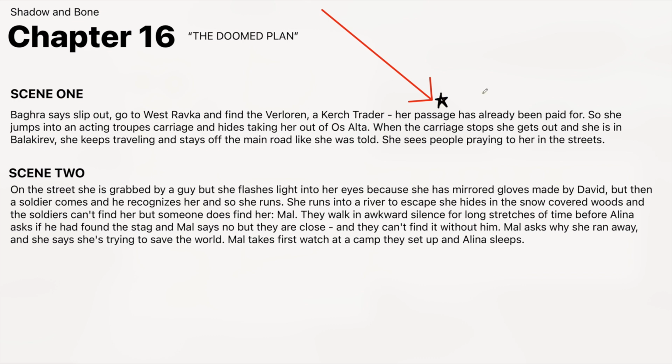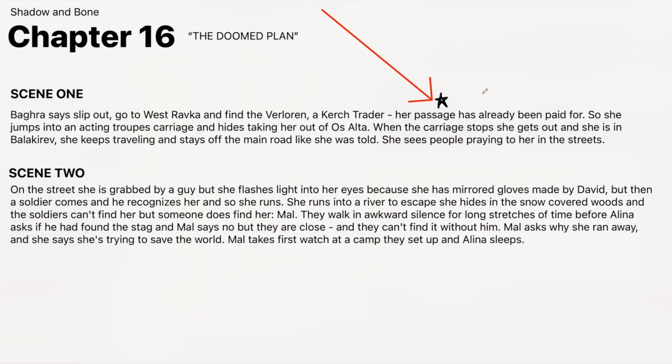So in scene 1, Baghra says, slip out, go to West Ravka, which is past the Fold. Find this guy, Verloren, who's a Kurt's traitor. Her passage has already been paid for by Baghra. So she instantly jumps into an acting troupe's carriage outside, because the party's still going on, and hides, taking her out of Os Alta, which is the capital.